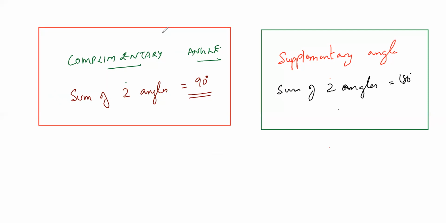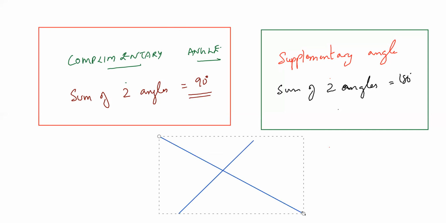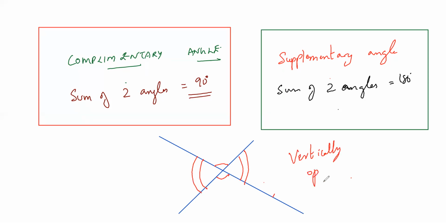Then comes one of my personal favorite angles, which I'll draw now. If I'm drawing one X like this, I can say this angle is equal to this angle. Or else I can say this angle is equal to this angle. So this is called vertically opposite angles.